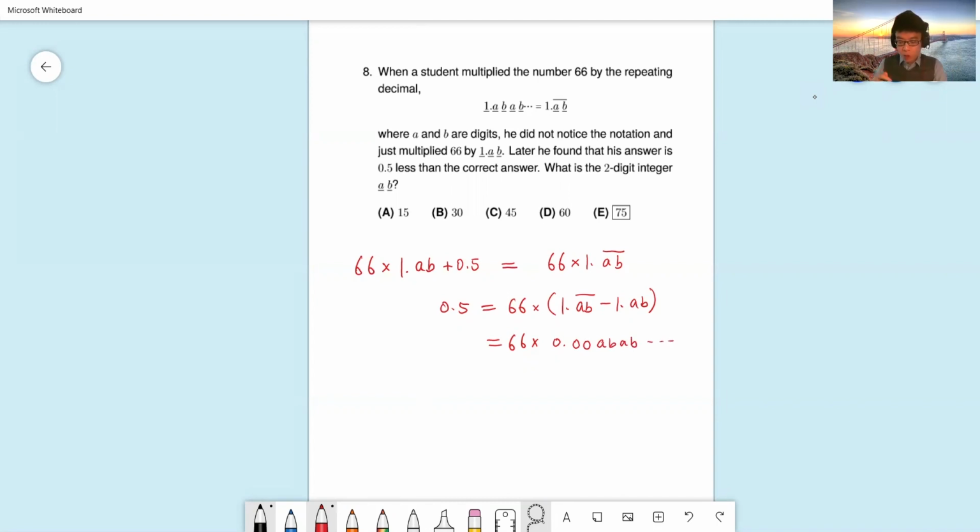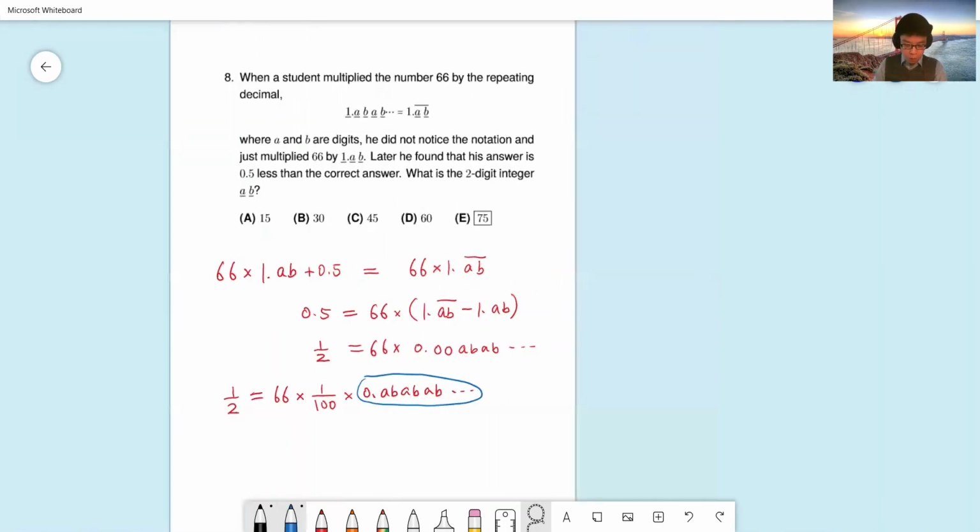And let's try to solve for AB from the equation here. This is 1/2 on the left. Now, this is equivalent to 1/2 equals 66 times, shifting the decimal point by 2 places, 1 over 100 times 0.AB, AB, AB, dot dot dot. Now let's write this term in terms of a fraction. We have a standard formula to do that.